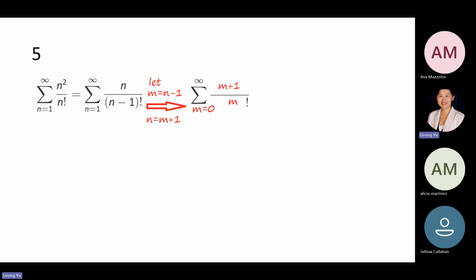m plus 1 equals n, right? So the numerator n becomes m plus 1. So the numerator changes to m plus 1, the denominator changes to m factorial. Also, if n equals 1, then n minus 1 equals 0. That means m, because it equals n minus 1, starts from zero. So this changes, that changes. So we look at a different calculation there. The reason that we do this is because we also want to separate them and cancel more of the common factor.